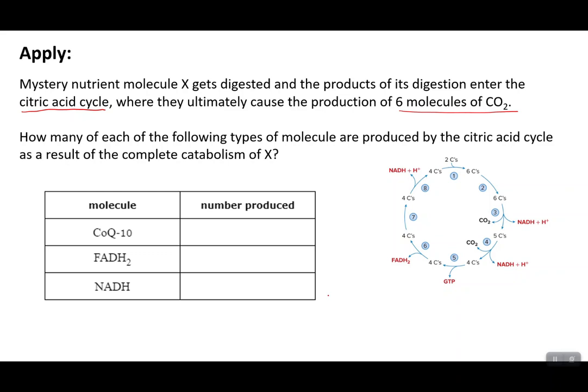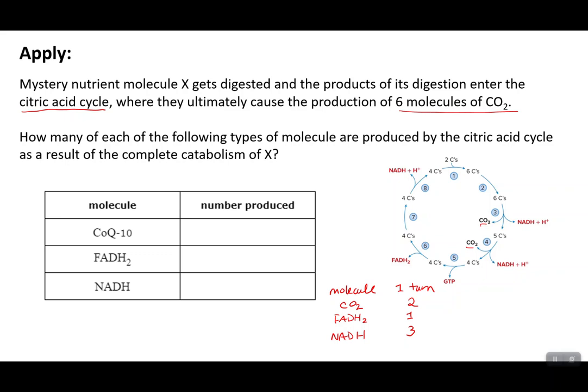I'm going to write the molecule name here, and then how many I produce in one turn. So this is just summarizing the information on the previous slide. CO2 is one of the compounds we're interested in. In one turn, we produce 2 carbon dioxides. For FADH2, we produce 1 of those molecules. And then for NADH, we produce 3, right? This is in one turn.